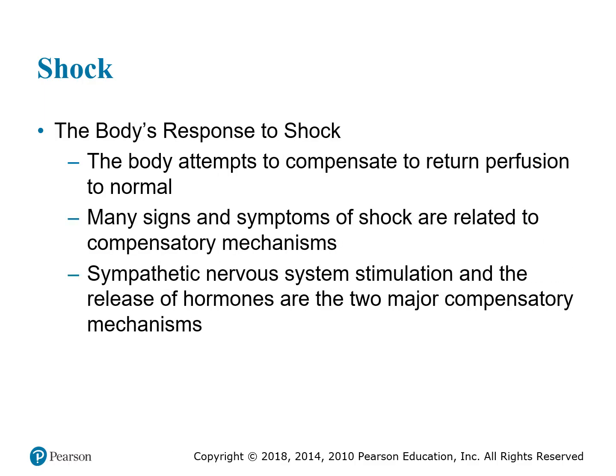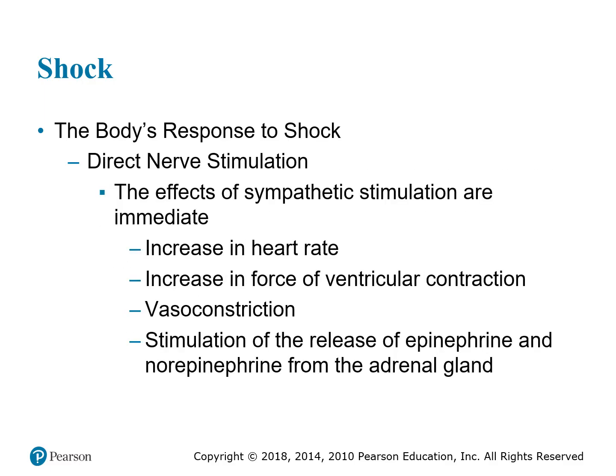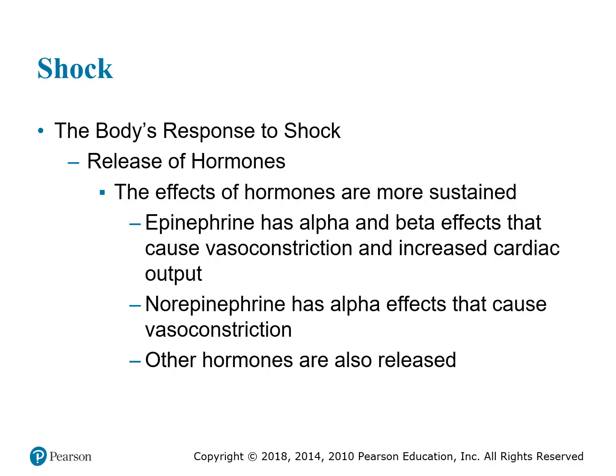Next, we're going to review the body's response to shock. So if you recall from Module 2, we talked a little bit about the sympathetic nervous system and the release of epinephrine and norepinephrine as two major compensatory mechanisms. First, we're going to talk about direct nerve stimulation. And so this is referring to the sympathetic nervous system, which is pretty immediate in its effect. And we're going to see an increase in heart rate, an increase in the force of contraction. Your blood vessels will constrict, and it's going to stimulate the release of epinephrine and norepinephrine.